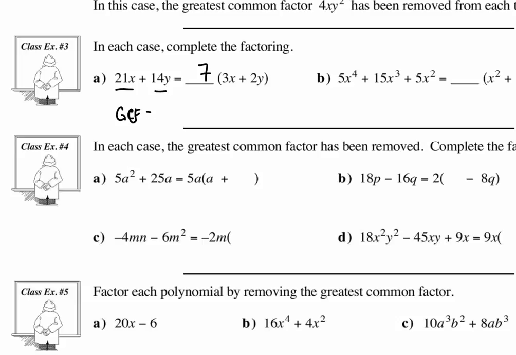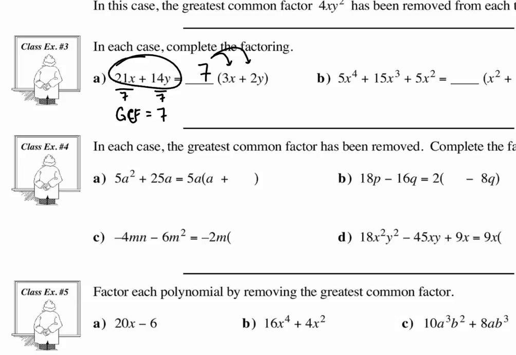So the GCF is 7. And so how do we figure out what's left over? Well, we divide each term by our GCF. And so 21x divided by 7 is 3x. And then 14y divided by 7 gives you the 2y. Could you check your work? Yes. If you use the distributive law, you should get back where you started.